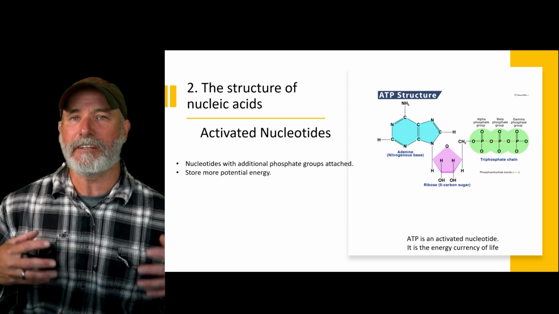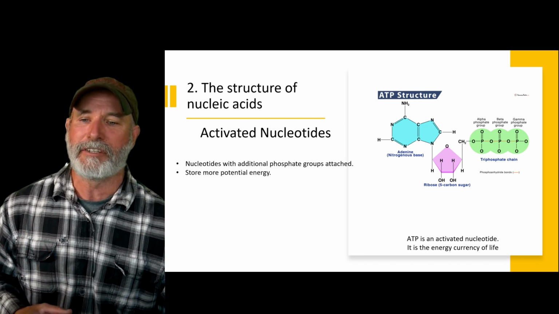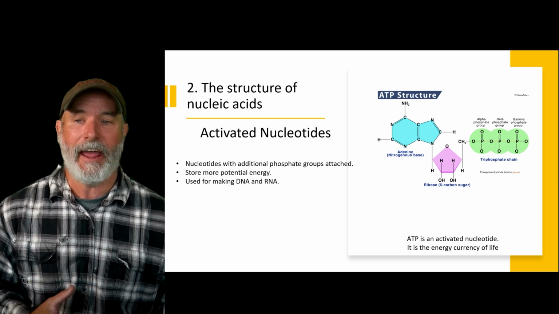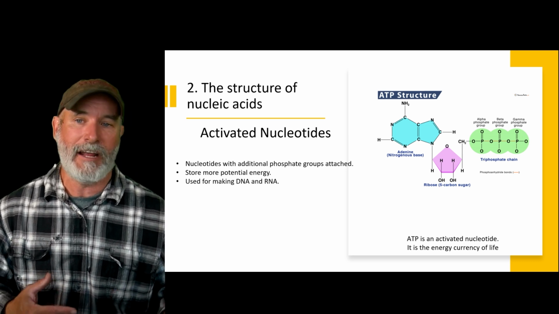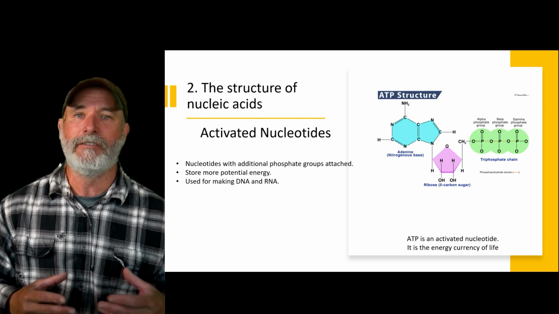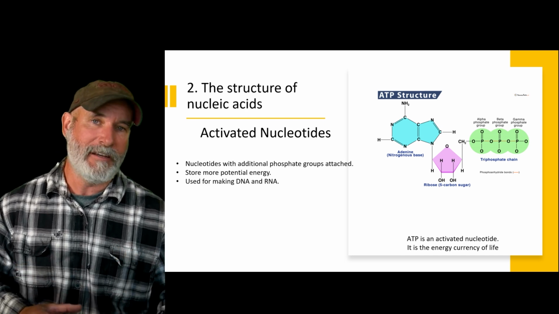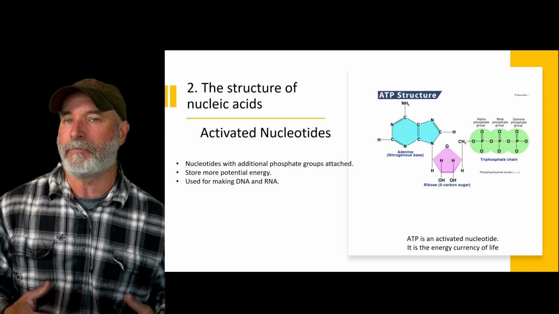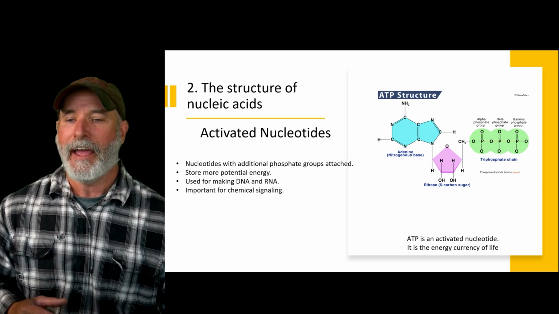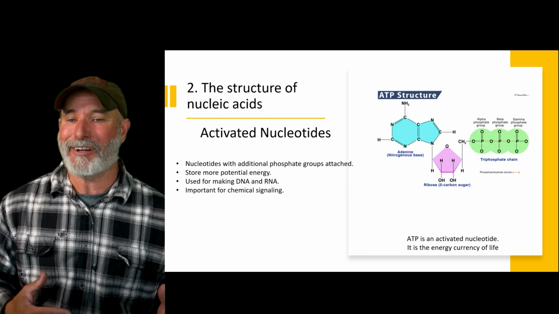And what that does is it allows these molecules to store a lot of potential energy. And whenever you make DNA during DNA replication or DNA polymerization, you're going to use the activated nucleotides, and you're going to do the same as you copy the information from DNA to RNA in a process called transcription. You're going to use activated nucleotides. And they're also important for chemical signaling.